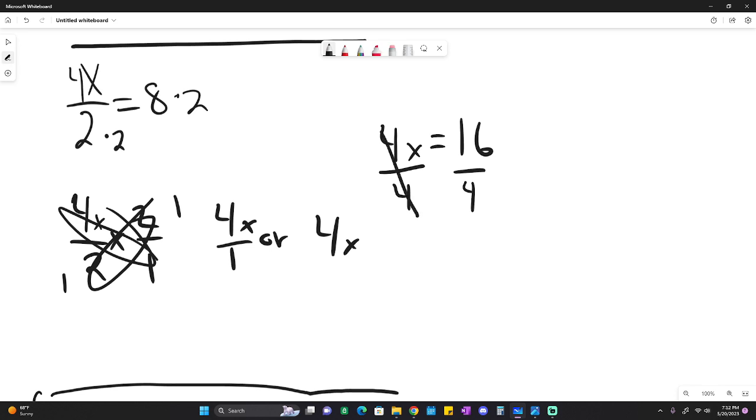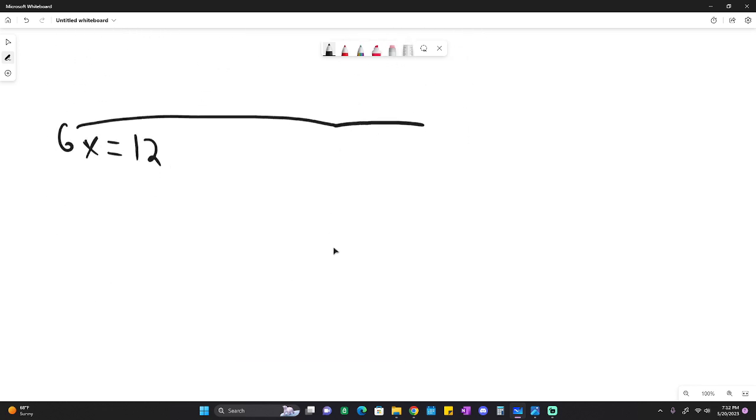This allows this 4 to cancel out and our x to become isolated, so we can solve purely for x. And since we have to do what we do to one side to the other, 16 divided by 4 is 4. So for 4x divided by 2 equals 8, the answer is x equals 4. Give yourself another pat on the back if you could solve that one.